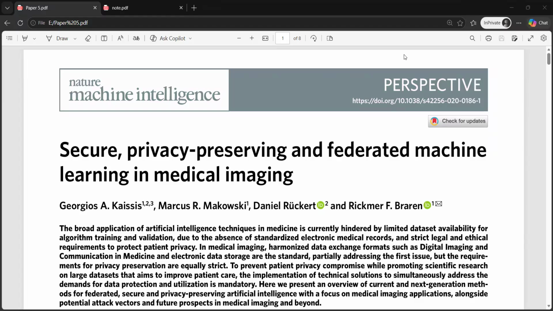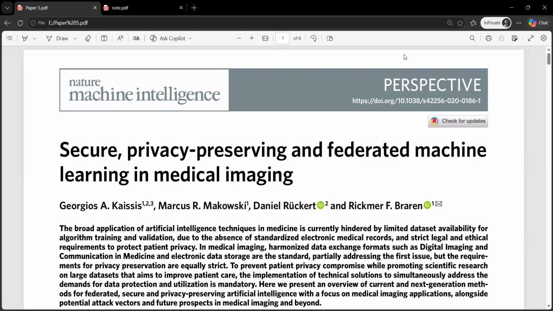Hello, everyone. Welcome back. So today we're going to talk about a very beautiful, highly influential perspective paper that's been published in Nature Machine Intelligence by some great scientists that you can see their list here.